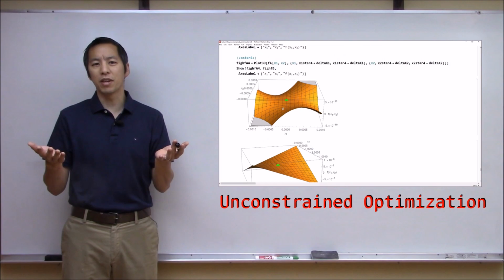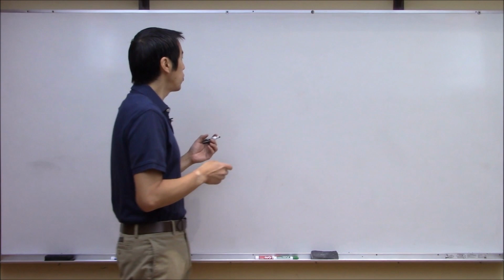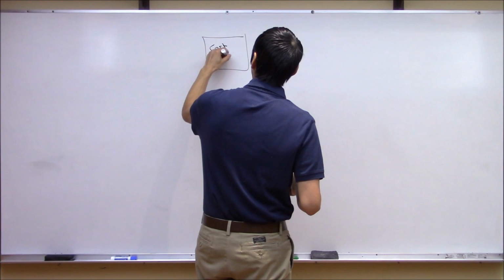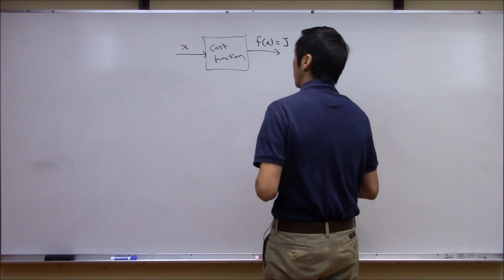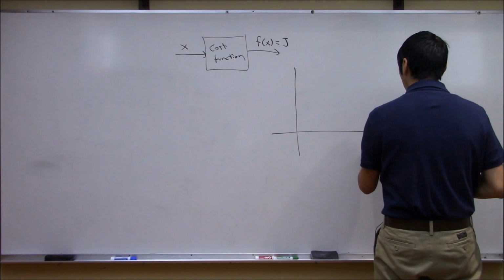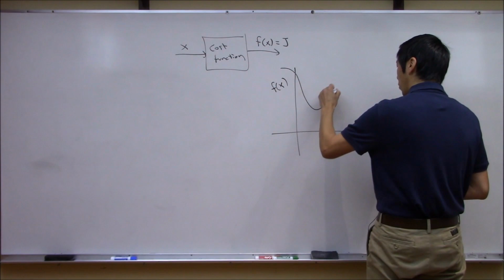Now, if you remember in our previous video, we said you've got some type of cost function, and the cost function has inputs of your decision vector x, and it spits out a scalar cost of that, which sometimes is denoted as J. In one dimension, you just had x, a single decision variable, and then you had something like f of x. Who knows, it's some function like this.